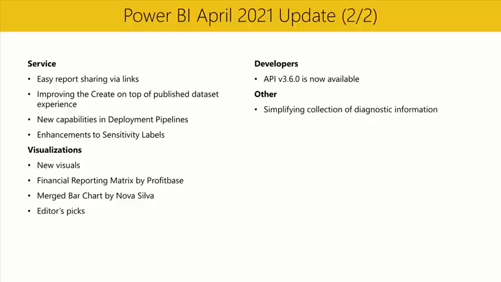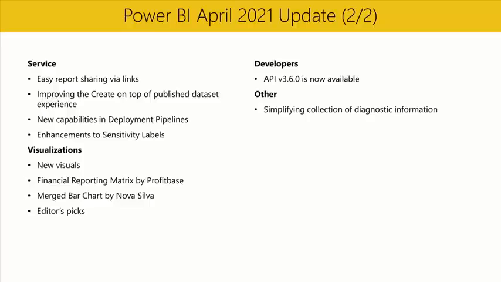In the visualization section, we have several exciting new and updated visuals available for you on AppSource. New this month, the Cycle Plot by Nova Silver BV, the Graphomate Charts visual by Graphomate, the ACO Planning visual by Acrobat AS, and the Legend Map visual by MGen PBI. Updated this month are the Financial Reporting Matrix by ProfitBase and the Merged Bar Chart by Nova Silver. More information on all of the new and updated visuals can be found on our blog and in their respective links in the video description below.